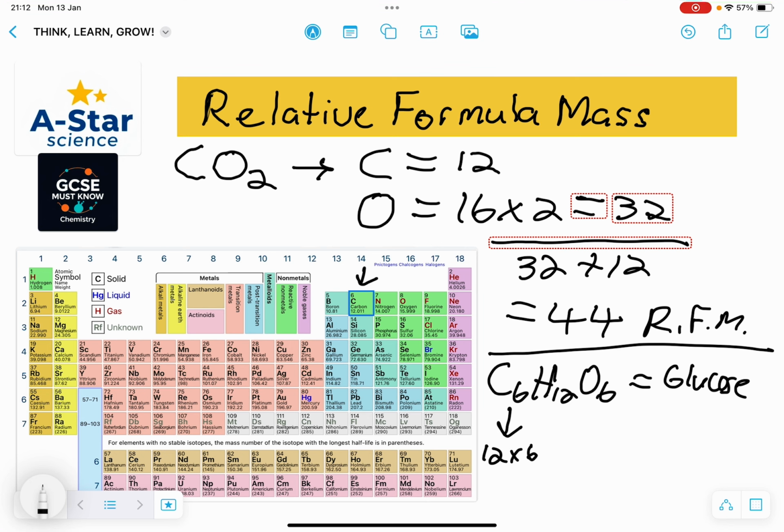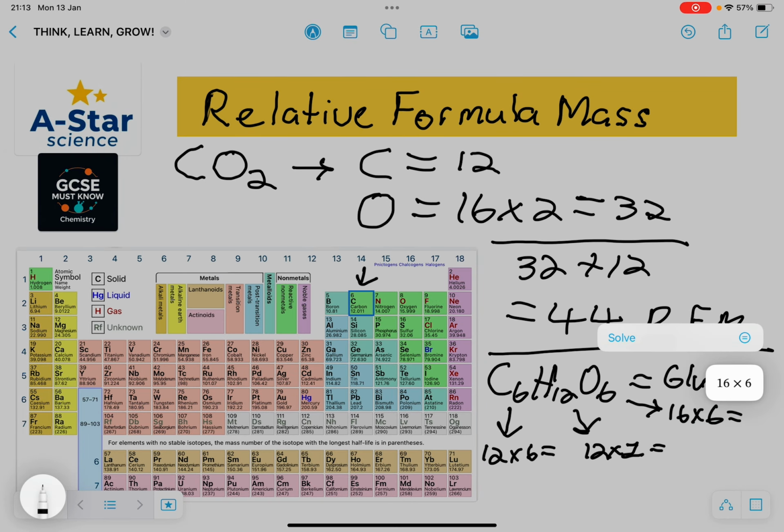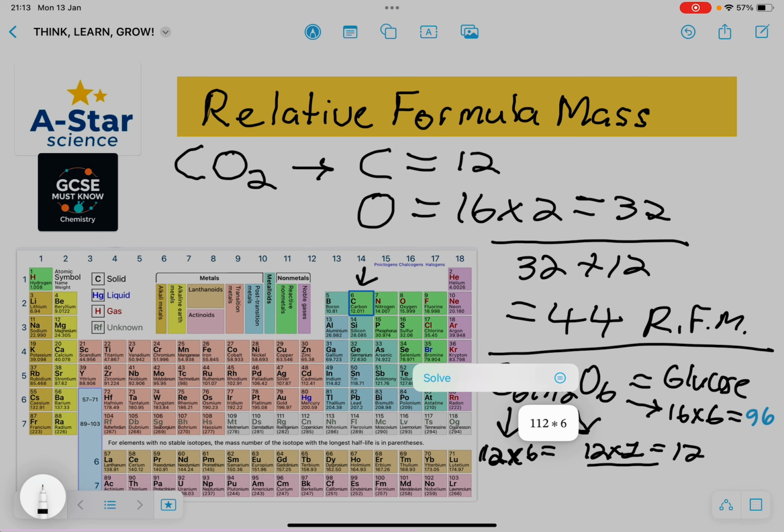12 times 6 for carbon. 12 times 1 for hydrogen. And then 16 times 6 for the oxygen. And then you add them all up together. Okay, 96. 12 times 1 is 12. And then the 12 times 6.